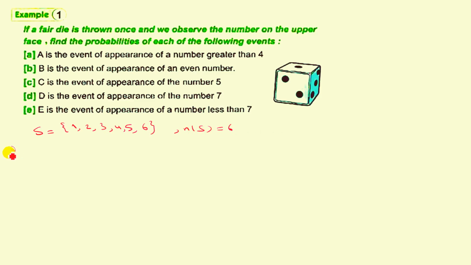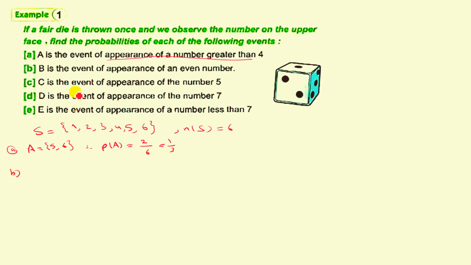Letter A. Event A is the event of appearance of a number greater than 4. What are the numbers that are greater than 4? 5 and 6. Therefore the probability of A is equal to the number of elements of A, 2, over 6, in simplest form 1 over 3.